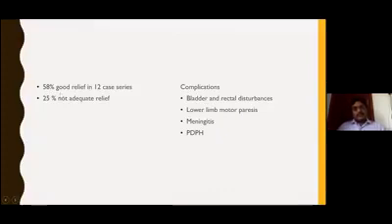So in a review of a 12 case series, 58% of patients got very good relief. However, a quarter of the patients didn't get adequate relief. The most dreaded complication is the possibility of bladder and rectal disturbances. So ideal patients are those who have already involved bladder and bowel. If not possible, try to limit the drug concentration and volume. There is a possibility of lower limb motor paresis. But the good thing is, even with these complications, most patients recover within 2 to 3 weeks.